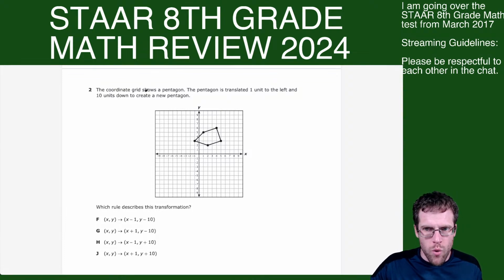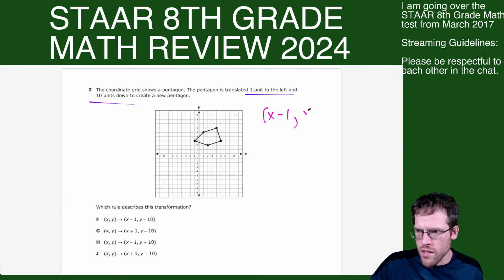So here we have the coordinate grid shows a pentagon, and the pentagon is translated 1 unit to the left and 10 units down to create a new pentagon. So for this one, what we want to do is we want to know which rule describes this transformation. If we're going 1 unit to the left, what that means is we're going to take the x values and we're going to subtract 1 from them. And then if we're going 10 units down, we're going to take the y values and subtract 10 from those.